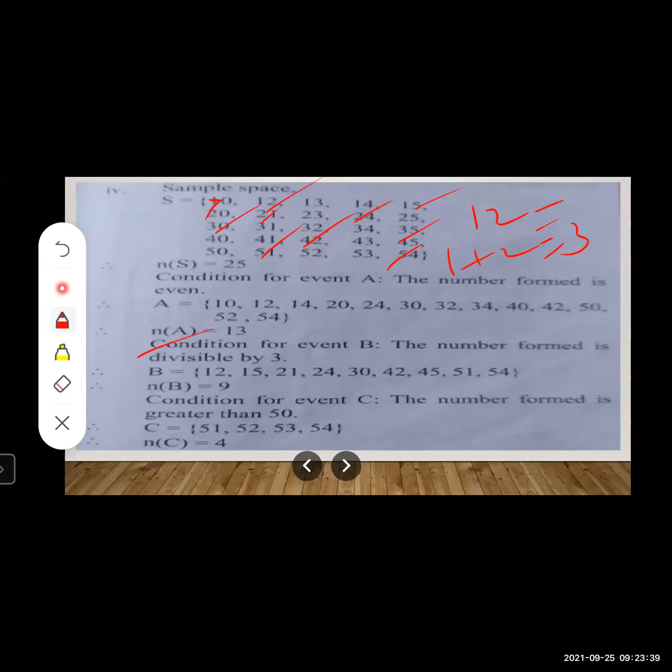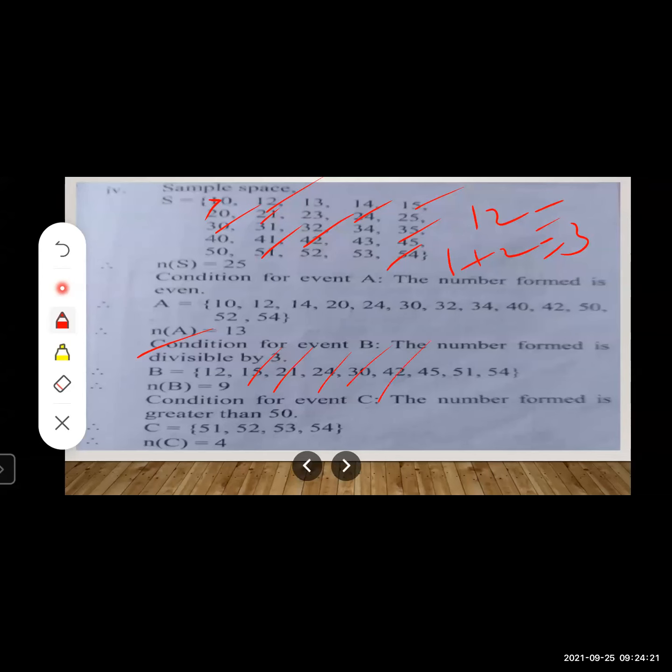Yes, students, are you understanding this? Okay, similarly, you can do this for the other numbers also. Just see, I'm showing you. 1 plus 5 is 6. 6 is divisible by 3. So number 15 is also divisible by 3. Let us move to the next number, 21. See, 2 plus 1 is 3. 3 is divisible by 3. So number 21 is divisible by 3. Right. Move to the number 24. See, 2 plus 4 is 6. 6 is divisible by 3. So number 24 is also divisible by 3. See 30: 3 plus 0 is 3. 3 is divisible by 3. So number 30 is divisible by 3.